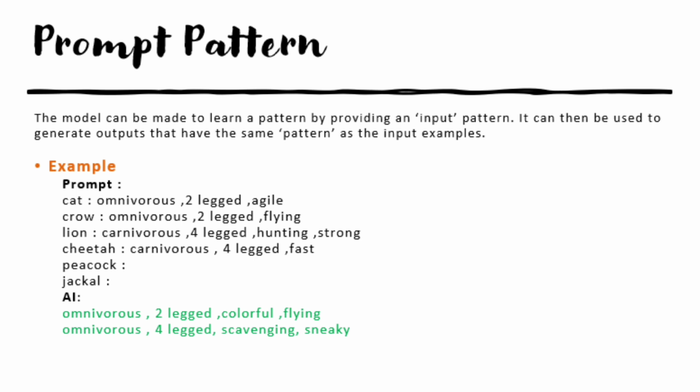It will just give me a paragraph about peacock and jackal, and what is the relation between those two. Maybe that information AI will produce for me, but not in this pattern. Only if I mention this pattern to the AI, it will give me the results in that pattern itself. So this is how the prompt pattern works. Next we have model behavior.